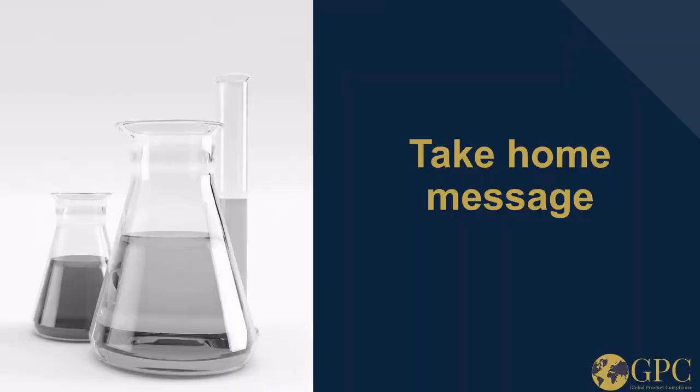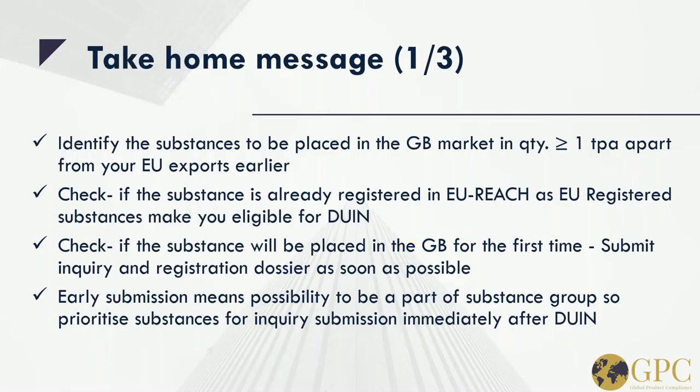Okay, so the take-home message. Identify the substances to be placed in the GB market in a quantity of more than 1 ton per annum, apart from your EU exports. Then check if the substance is already registered in EU REACH, as EU registered substances are eligible for doing so. And check if the substance will be placed in the GB market for the first time, then submit the inquiry and registration dossier as soon as possible.